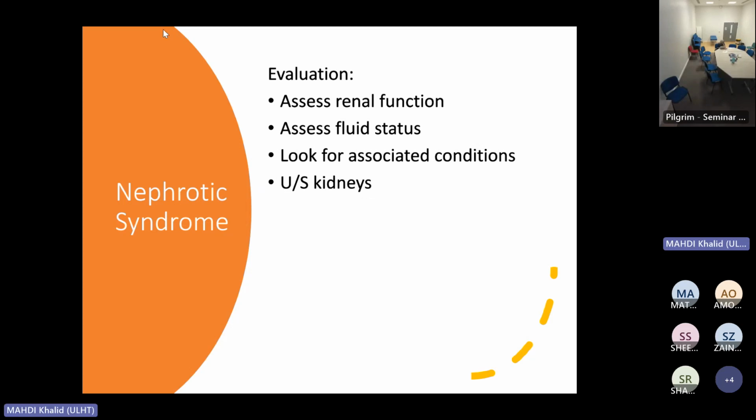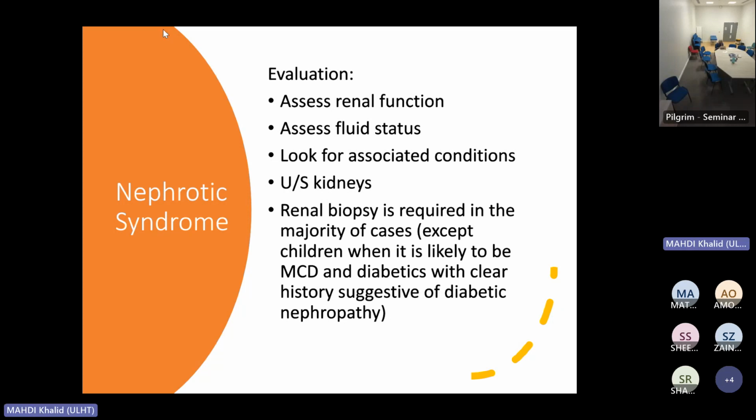So evaluation is along the same lines: you need to try and assess the renal function and assess the fluid status in somebody with nephrotic syndrome. Do they have any edema? Blood pressure is also part of the fluid status assessment. You need to look for associated conditions, and we'll come to that when we talk about them in detail.